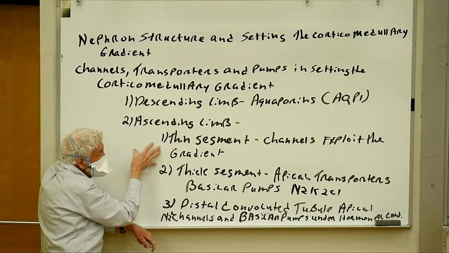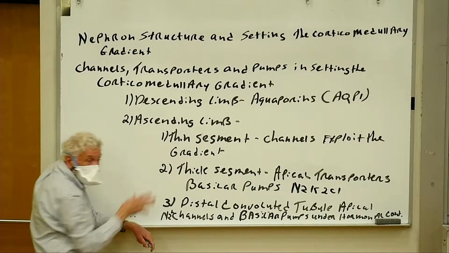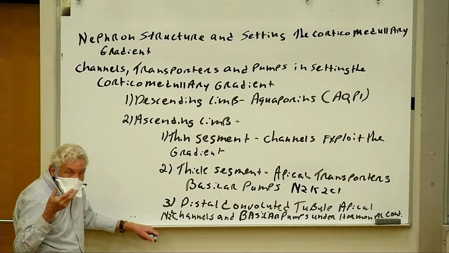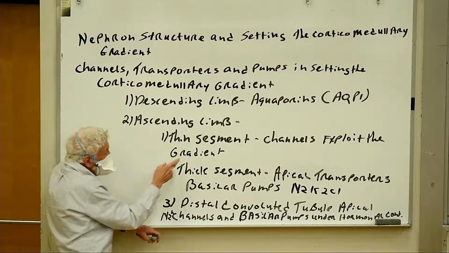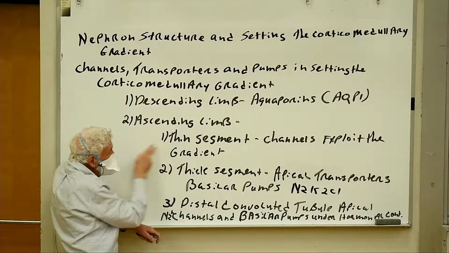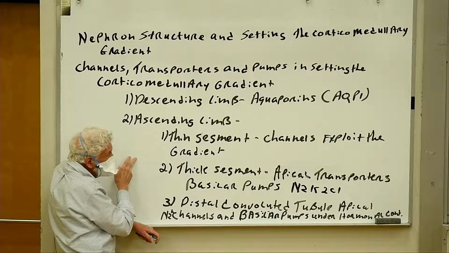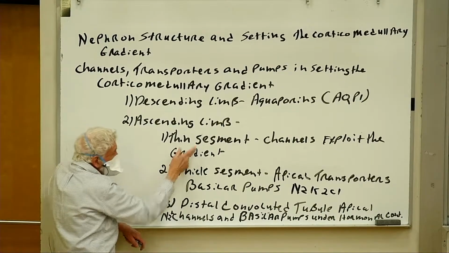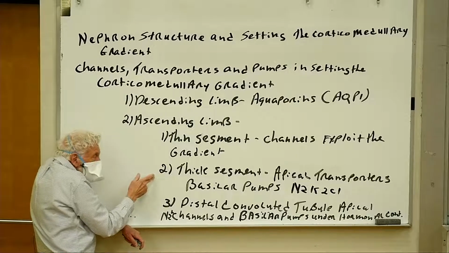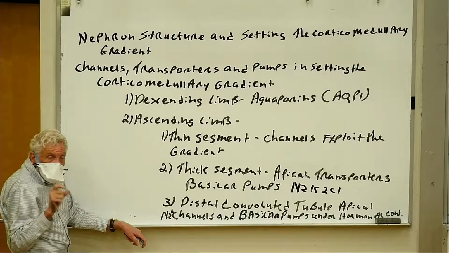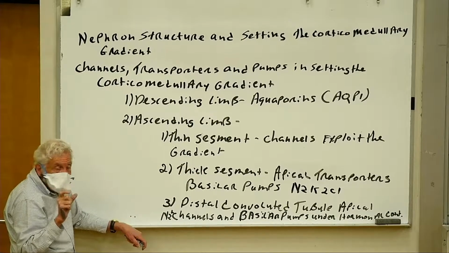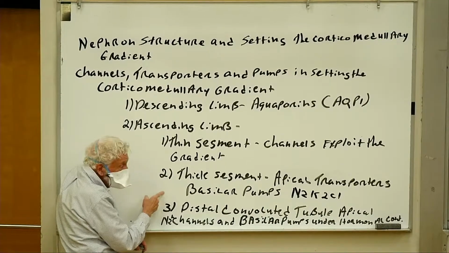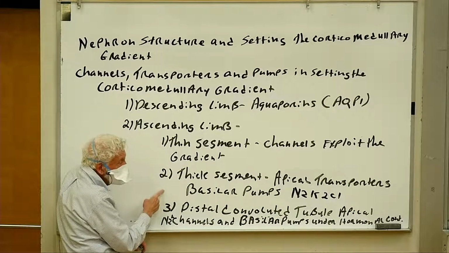And in this thin segment, we can now use simply a passive gradient to move ions out of the lumen of the tube and into the interstitial or extracellular space. But then there's a transition in the ascending limb from the thin segment to the thick segment. The name comes from the fact that the cells get wider, thicker. And these thick segment cells have a different assortment of proteins.